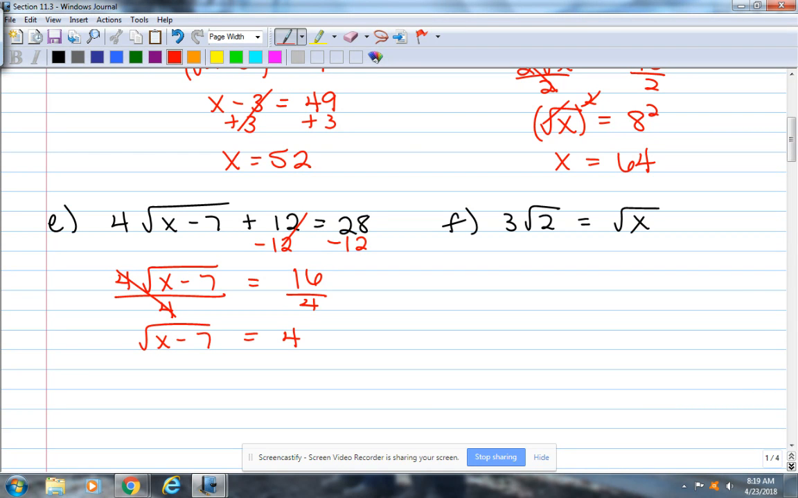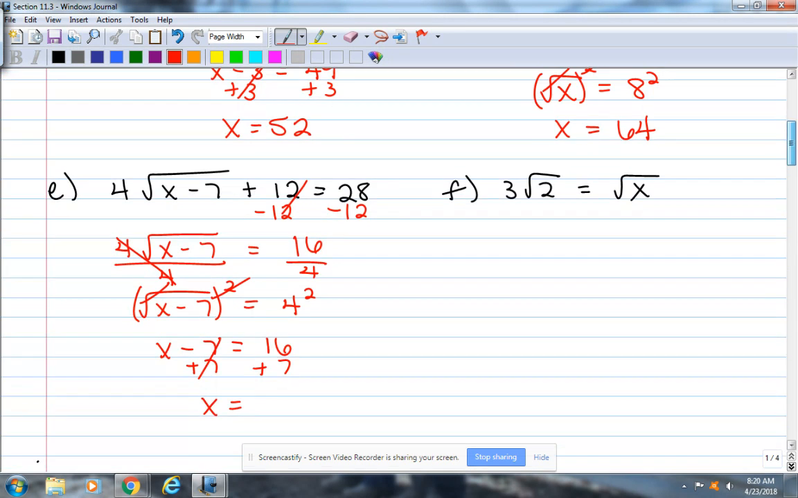Now what do we do? Square both sides. So the square and the radical cancel out. So I have x minus 7 equals what? 16. Then what do I do? Add your 7 to both sides. And x will equal what? 23. Any questions there?